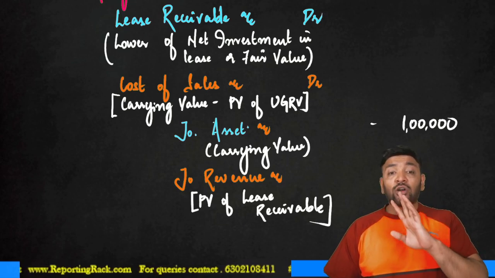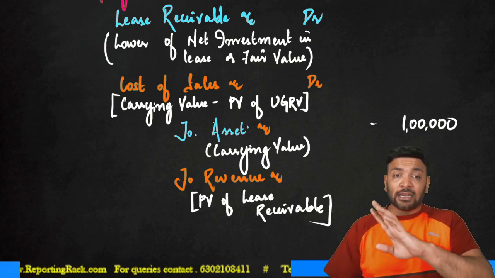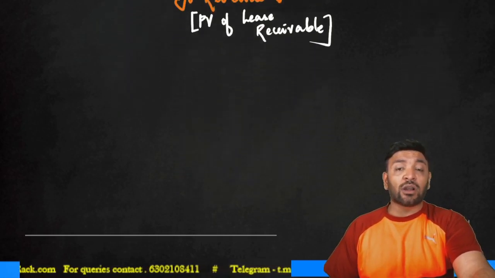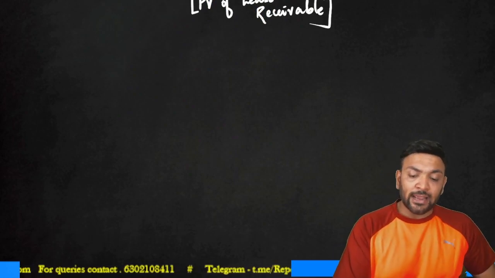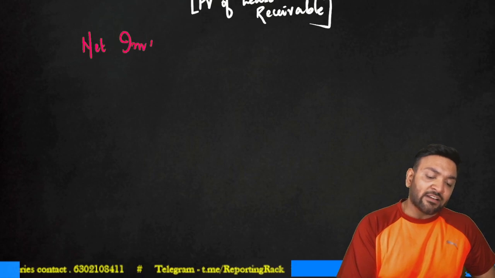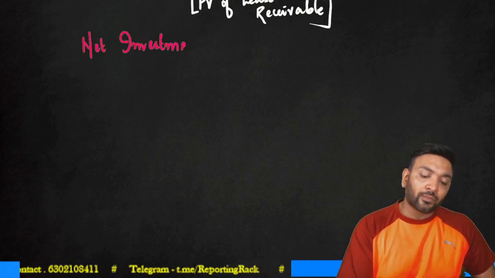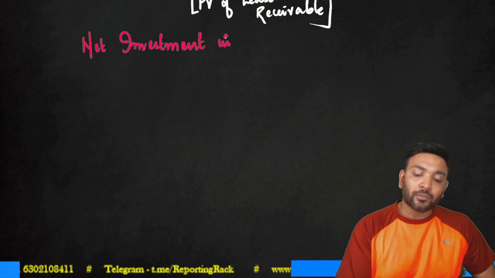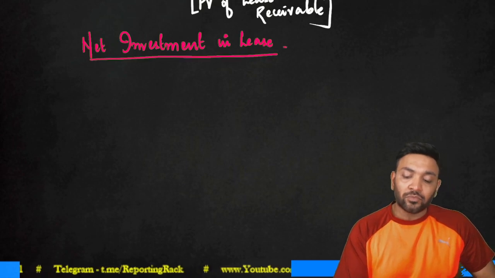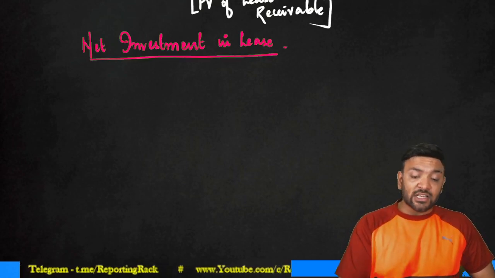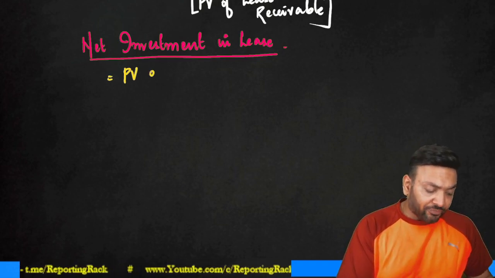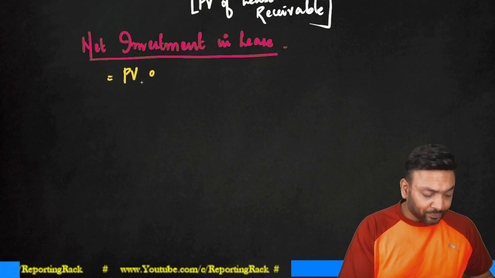Only one amount I know, which is the carrying value of the asset, which I have already written. I don't know the balance amounts. Let's try to write down. First, let us determine what is net investment in lease. Put a heading as net investment in lease. Net investment in lease is equal to present value of gross investment in lease.